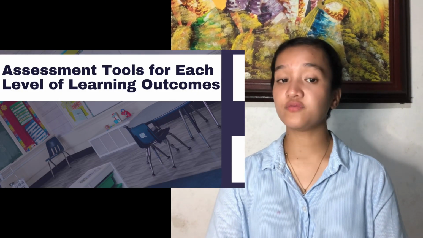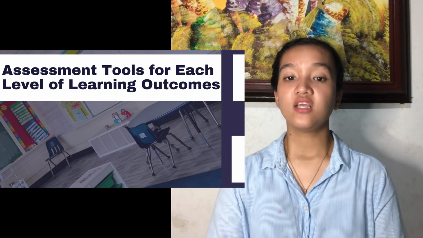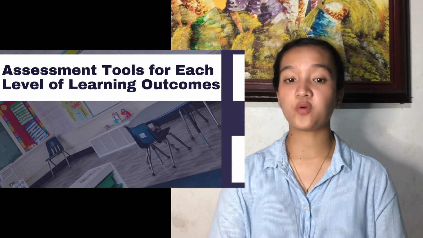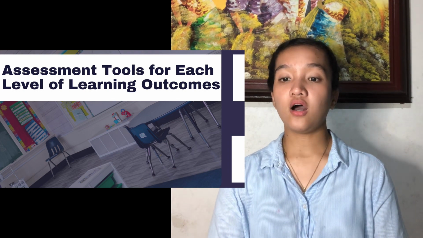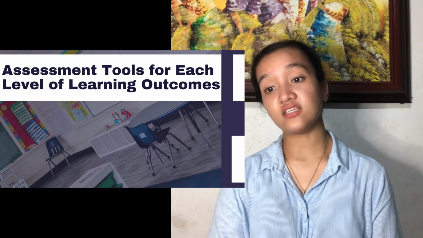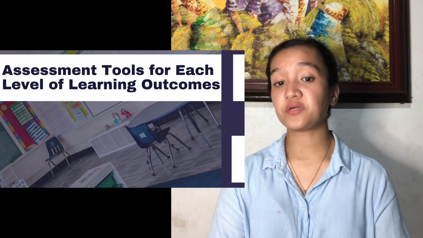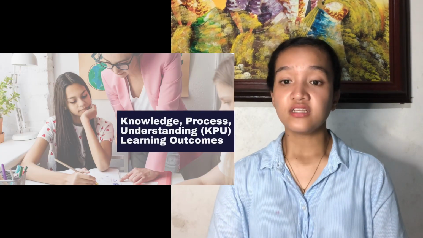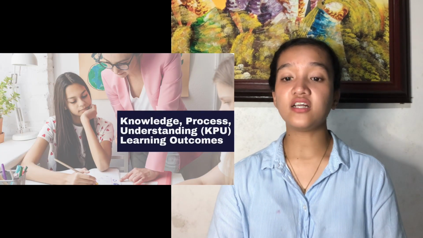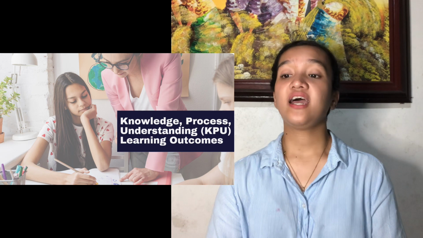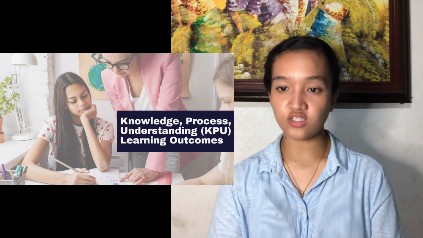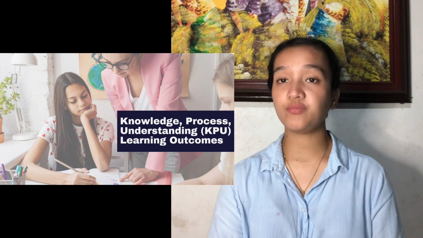Now, here are the assessment tools for each level of learning outcomes. We have knowledge, process, and understanding learning outcomes. This is the type of test to measure their knowledge, process, and understanding. Students who can show that they have gained knowledge can apply such knowledge and have achieved several meanings on the particular knowledge, and have achieved the learning outcomes.